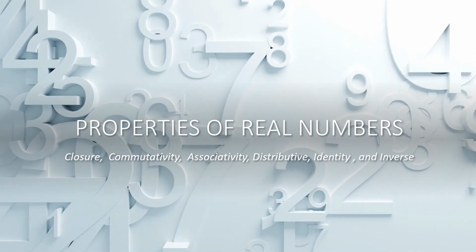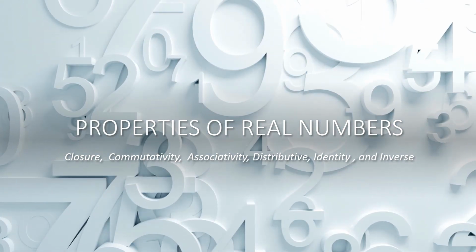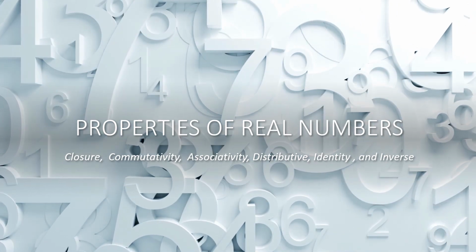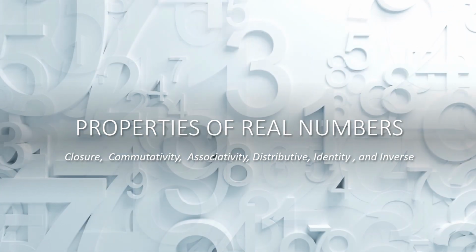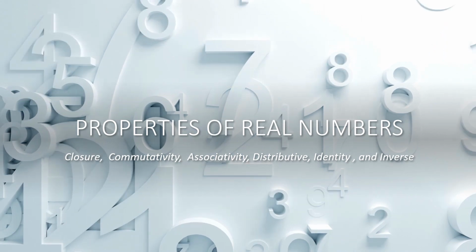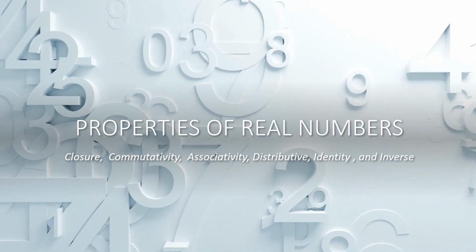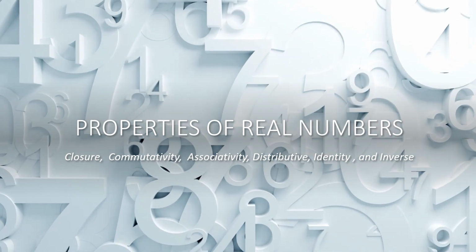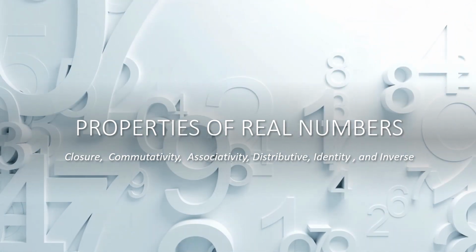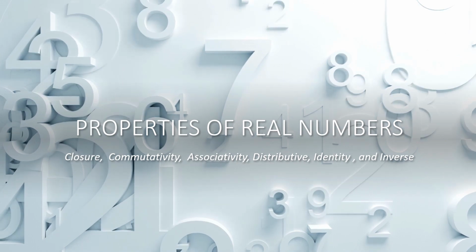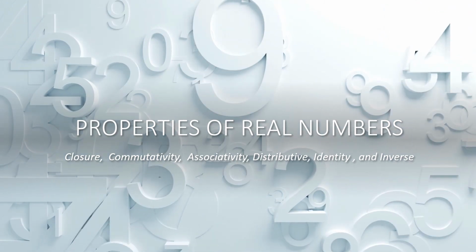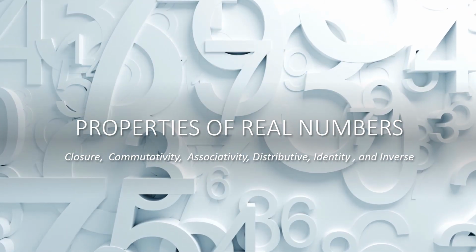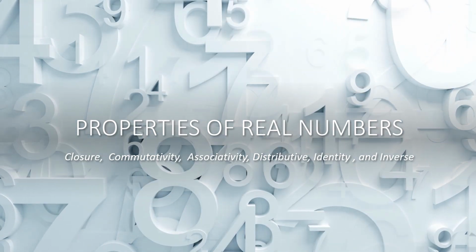Hello viewers, we'll look at the properties of real numbers. So what are the properties of real numbers? These include closure, commutativity, associativity, distributive law, identity, and inverse properties. So let's begin with the first property.